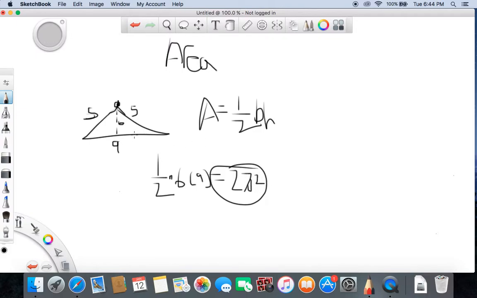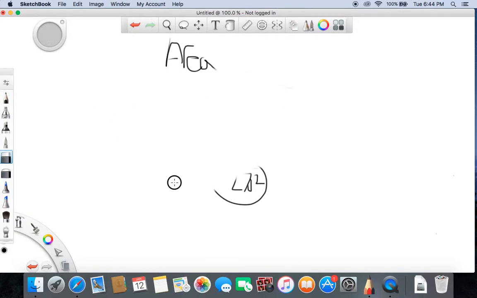Don't forget it's units squared, because if this were feet, the base would be 9 feet, the height would be 6 feet, and feet times feet is feet squared. So it's units squared because I haven't specified the unit.